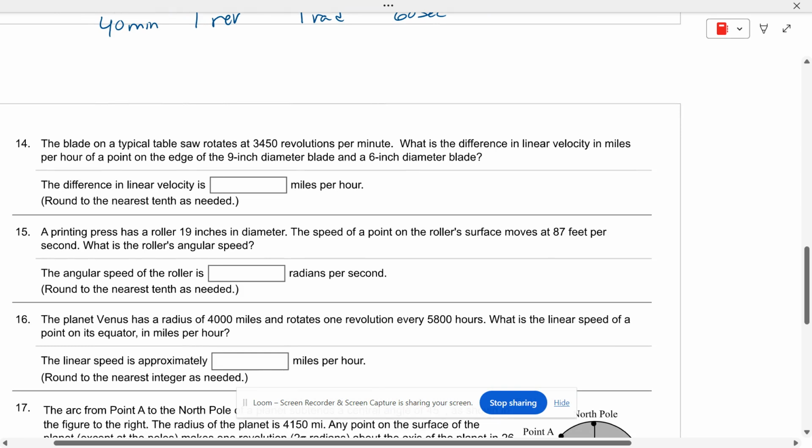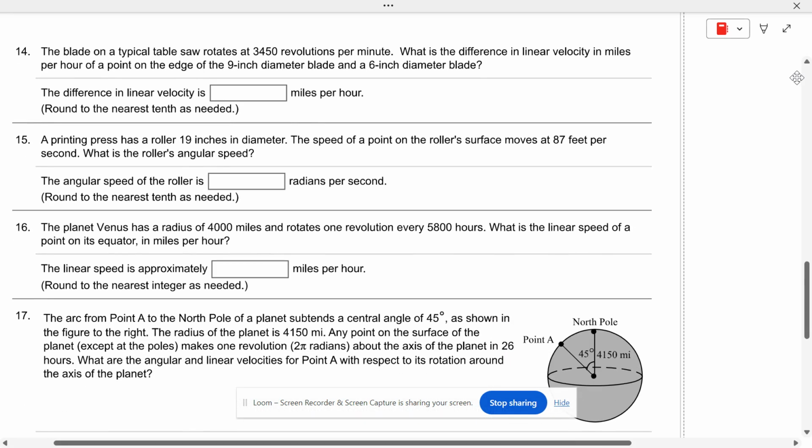You'll hit a problem where it's talking about a table saw and wants to know the difference in the linear velocities in miles per hour for a 9-inch blade and a 6-inch blade. Okay. So you'll do the problem twice and subtract the answers to find the difference.